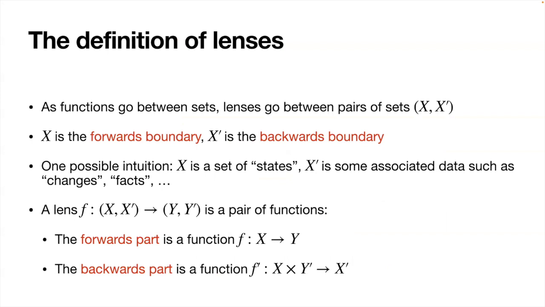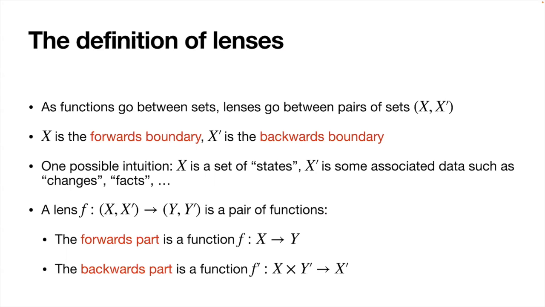Okay, so what are these things? I'm going to start to ramp up the technicality now. So if you're confused, please look confused, and then hopefully I'll pick up on it. Just like functions go between sets, lenses go between pairs of sets. When we have a function between sets, we think of one as the input boundary and the other as the output boundary. You stick some input in on the input boundary, some stuff happens inside, and you get an output on the output boundary. Here we have both forwards and backwards boundaries on both sides.